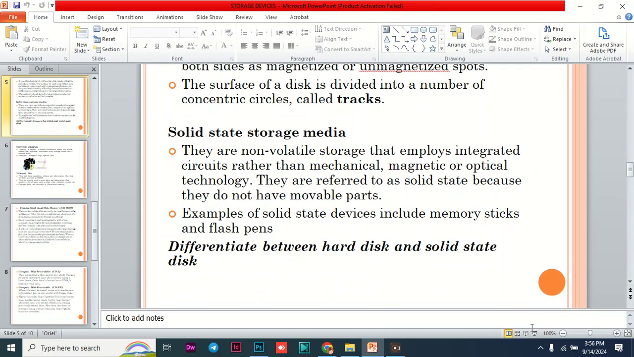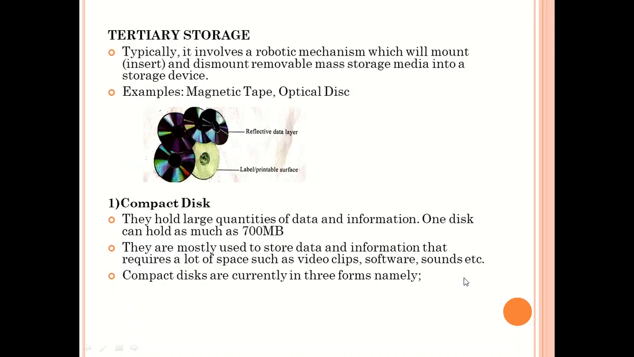Going further to our slides again, we move to the next part, and that is the tertiary storage. Talking of tertiary storage, it applies what we call the robotic mechanism, which will mount and dismount removable mass storage media into the storage device. So talking of that, we have the magnetic tapes and the optical discs. Under this scope, we talk about the compact disc. A compact disc can store up to 700 MB of data. In this device, you can store things like video clips, software, and sound.